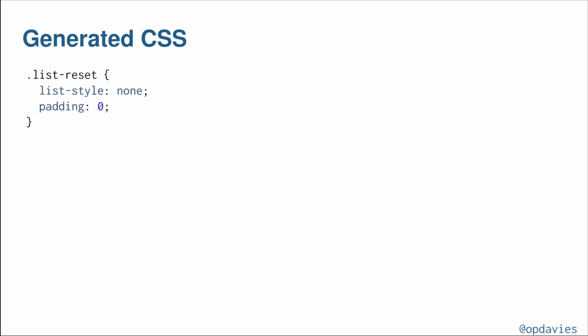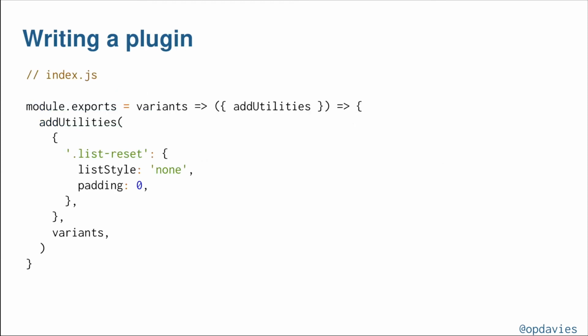This is the CSS that this plugin generates. It's not particularly crazy, but yeah, I was using it on some projects, so I wanted it to be there. It just removes the list styling and the padding. This is the default now, but at the time it wasn't. And yeah, this is how I write this plugin.